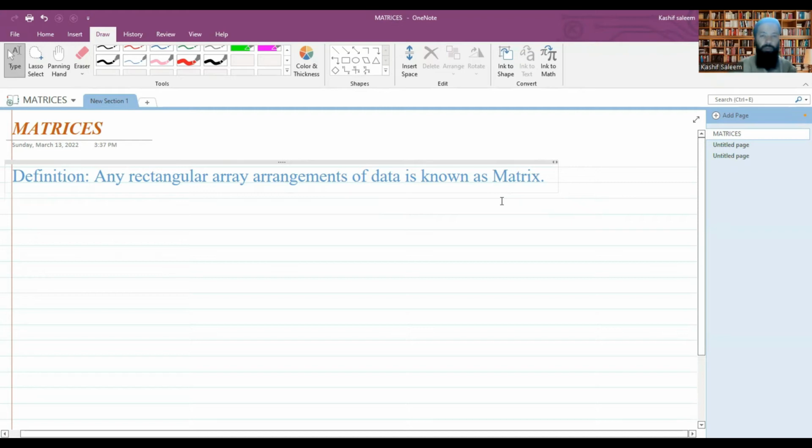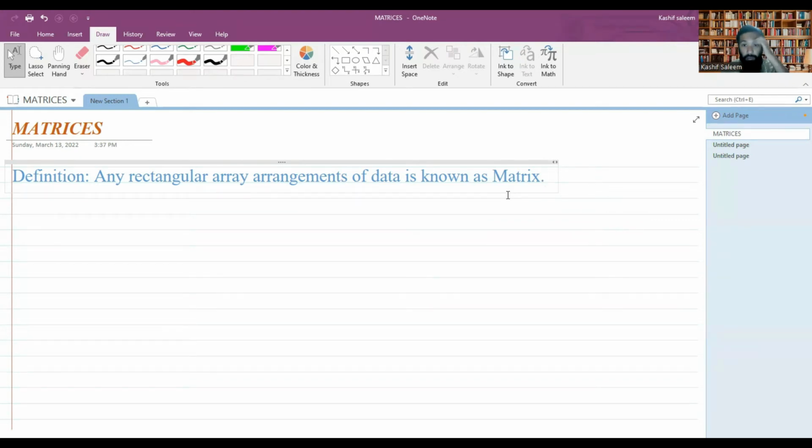Any rectangular arrangement of data is known as matrix. Basically, it is the elements arranged in rows or in columns is known as matrix. So we can say it equivalently. Now, what is the representation?